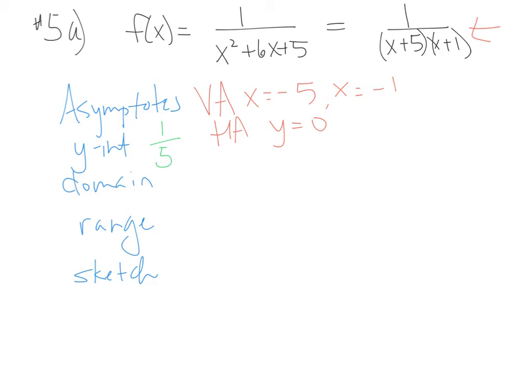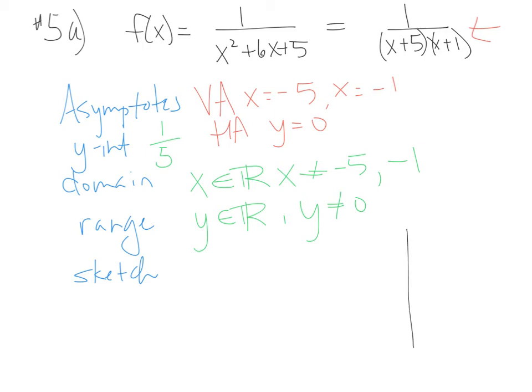The domain includes all values of x except for the asymptotes, so my domain is x belongs to R, x cannot be -5, and it cannot be -1. Our range would be all of our y values, which is y belongs to R, and we'll say y cannot equal 0 because of that asymptote.